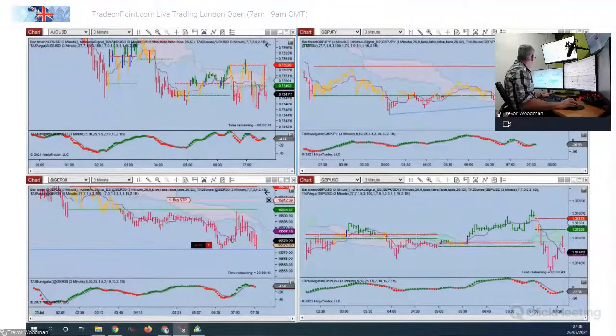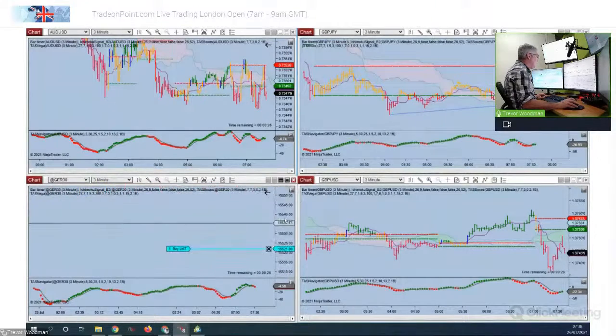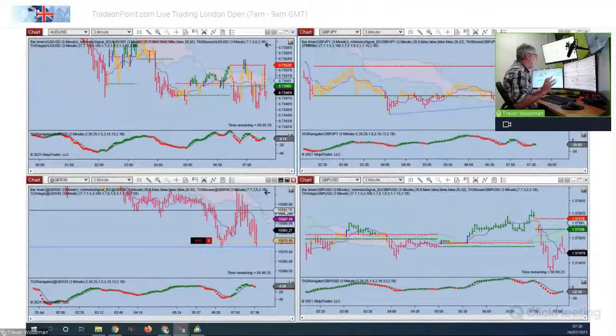My target's going to be, take it to the bottom of this box, about 21. So it's 15.521. So you can see here, here's my targets right down here. But we'll monitor the trades. Yeah, I get in and out on technical analysis.